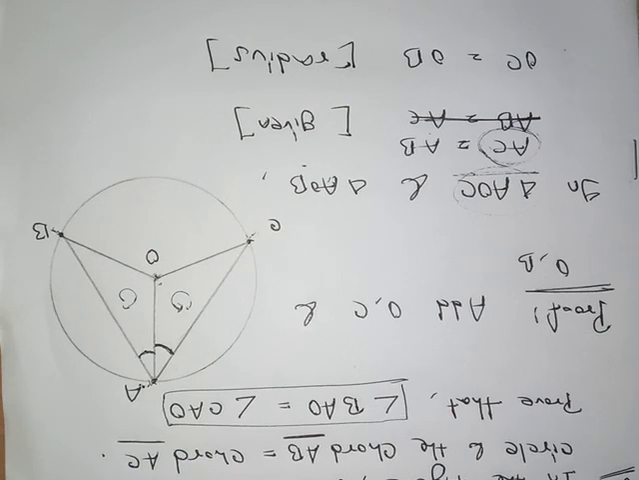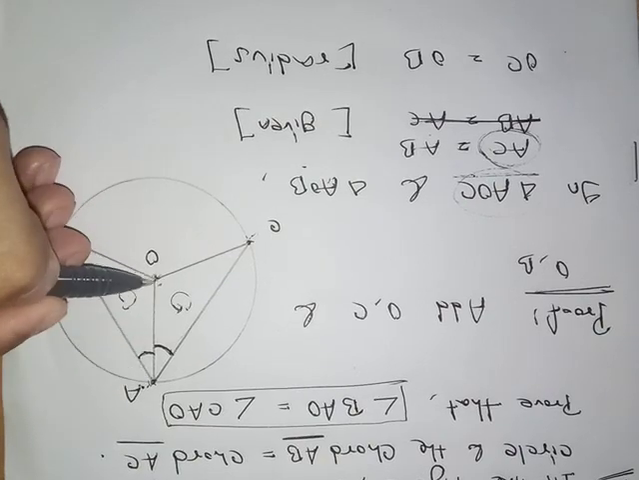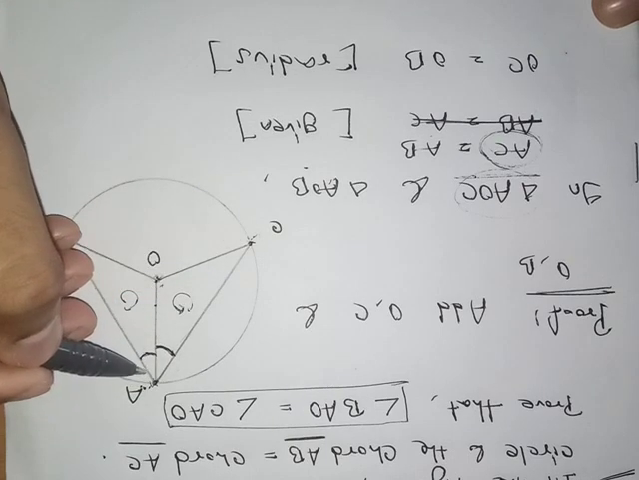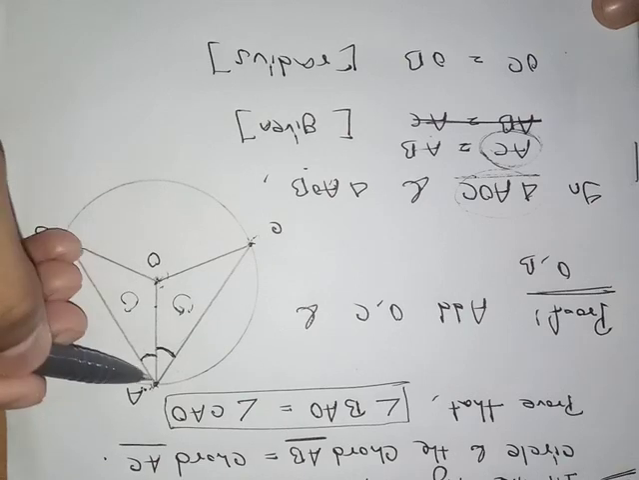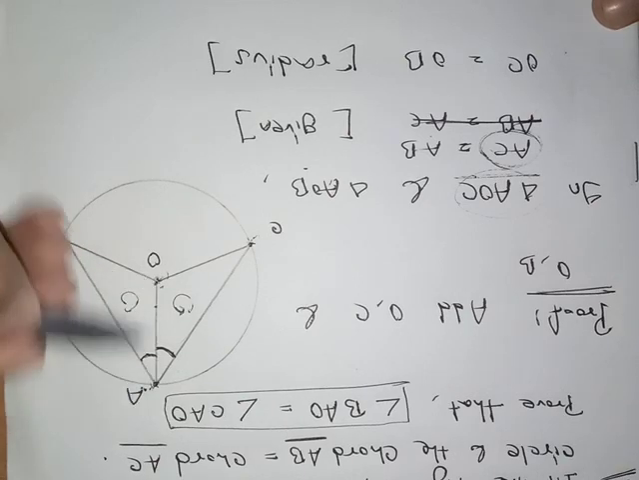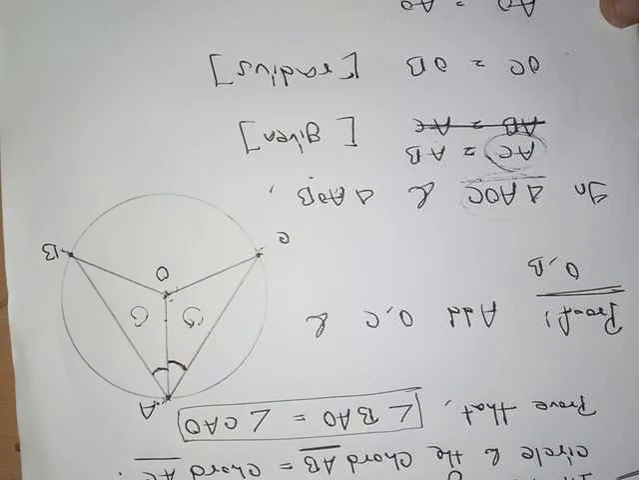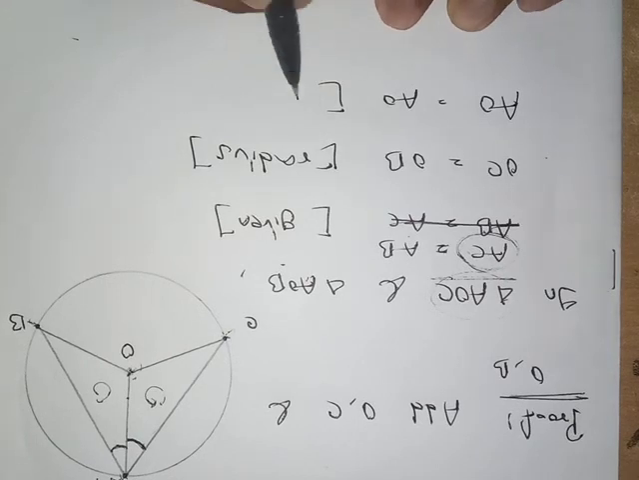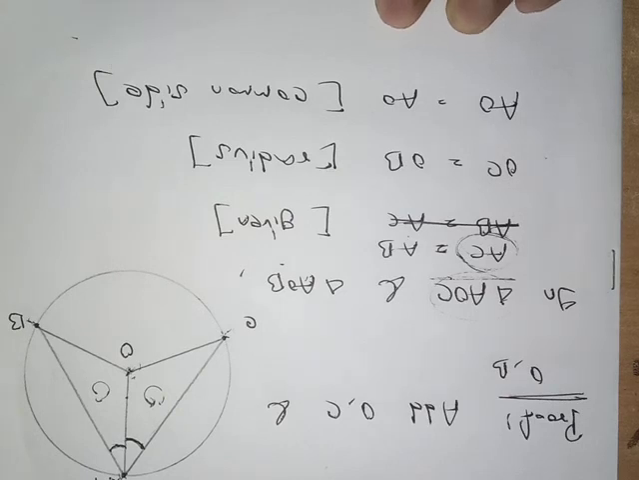And again, there is one single side remaining, that is OA. The side OA is in the triangle ACO, and the side AO is also in the triangle AOB. So we can easily say AO is equal to AO. Within bracket we can write common side.